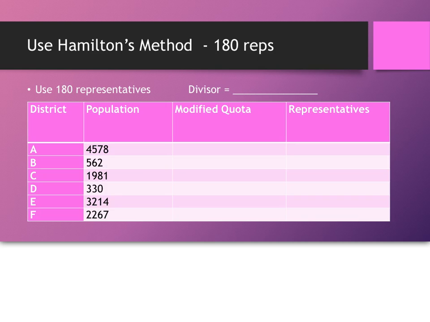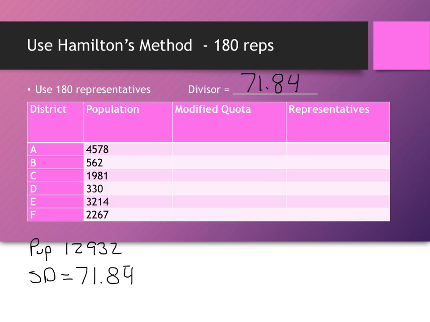Okay, so hopefully you've done that. Let me do it really quickly. Basically, the total population here is 12,932. That means the standard divisor, if we want to have 180 representatives, is about 71.84, and the 4's repeat. So the divisor in Hamilton's method is the standard divisor, 71.84. Dividing each population by it, we get a quota in every case.